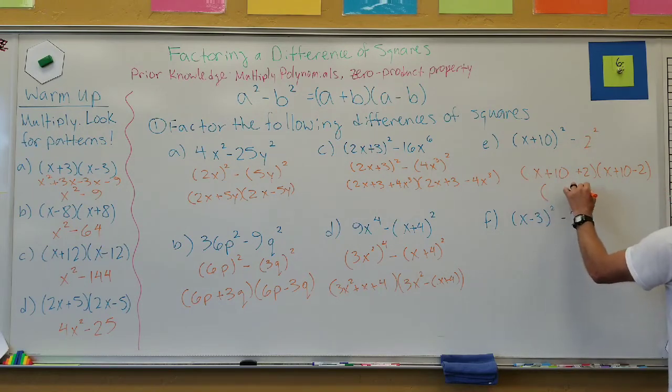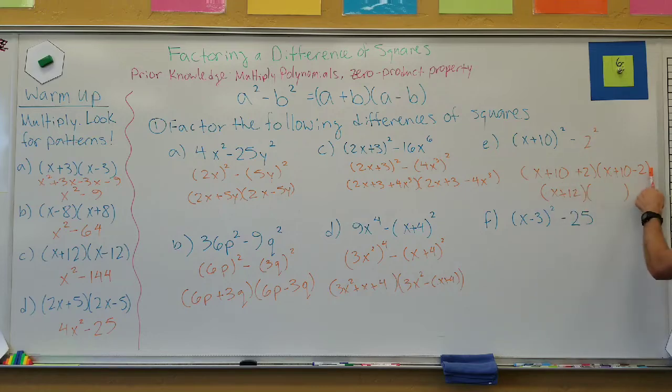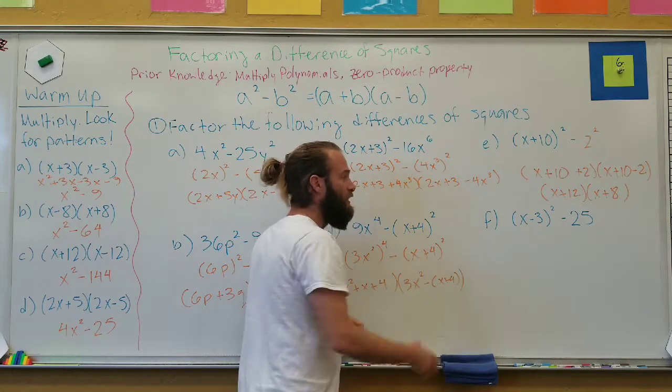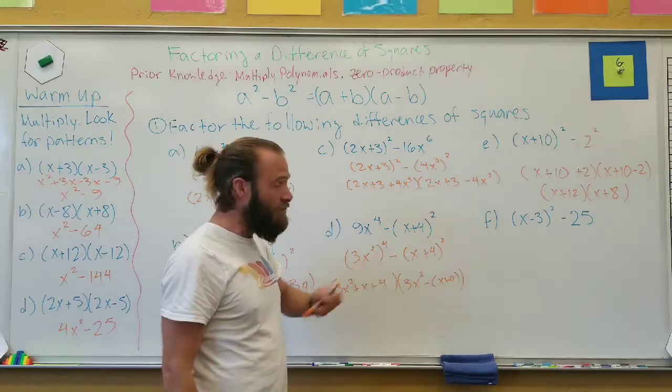And actually this simplifies a little bit more. This becomes x plus 12 times x plus 8. Because plus 10 minus 2 is 8, and then plus 10 plus 2 is 12. Now, if you didn't get that one, but now you kind of understand it, you can pause again and do it. Otherwise, let's just go ahead into F.